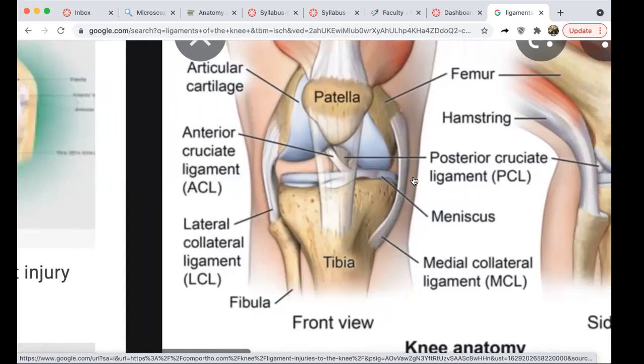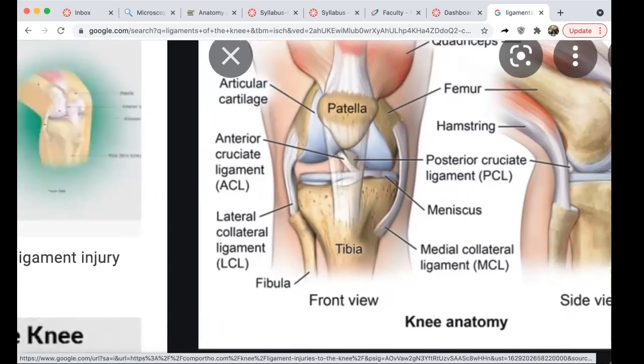Using these directional orientations, you should know that the medial collateral ligament is going to be closer to the midline, and the lateral collateral ligament is going to be further from the midline. The anterior cruciate ligament is going to be more anterior, and the posterior cruciate ligament is going to be more posterior. This is just a good example of how we use directional orientation in terms of things like the structure of the knee. Cool.